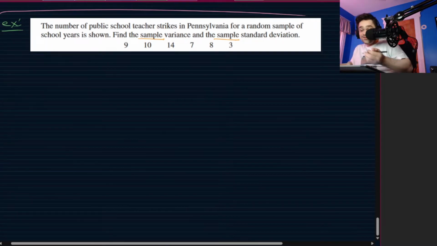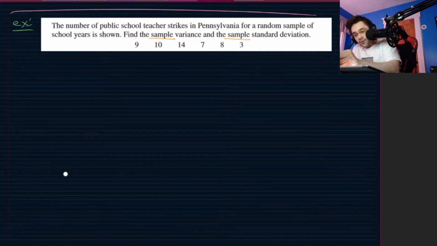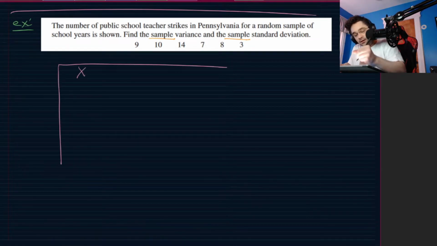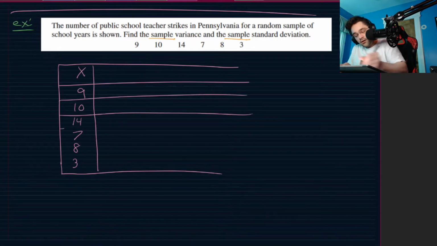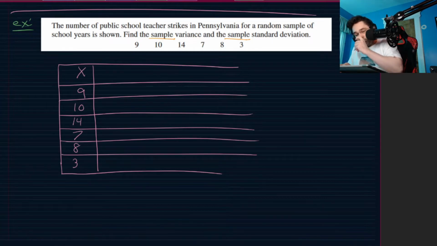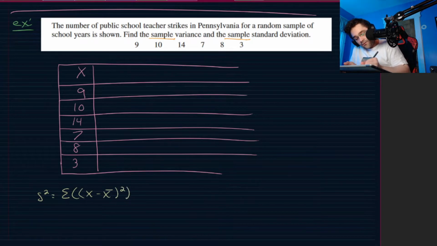Okay, so again, there's 6 data values here, so very similar to the one that we just did where I made up the values actually. So let me put everything again in a table. So we've got here 9, 10, 14, 7, 8, 3. And what's our formula here? That helps me figure out what I need in the columns. Remember, s squared is the sum of all the x minus x bars squared over n minus 1.